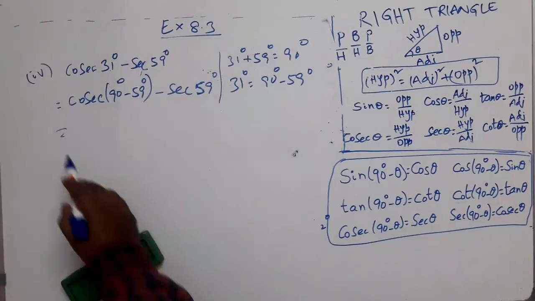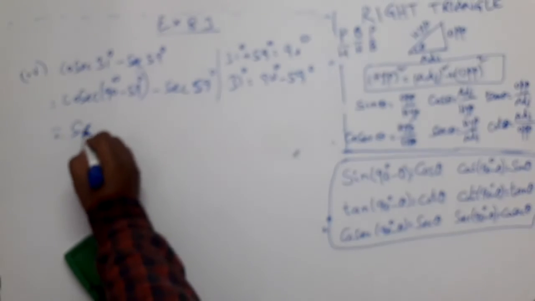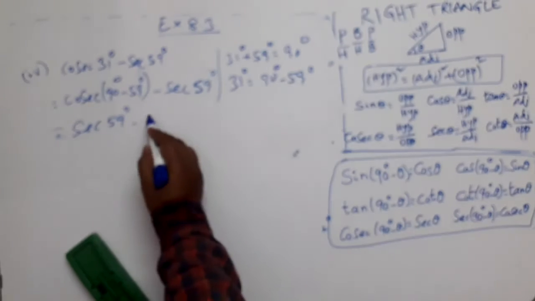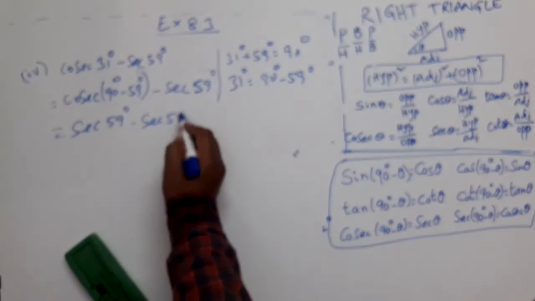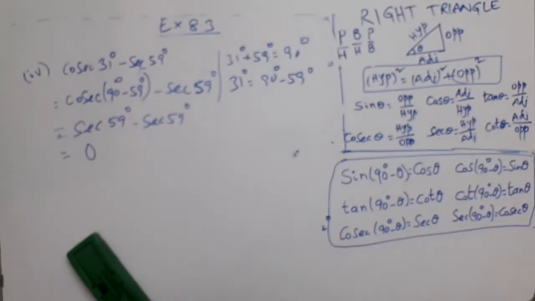Yes. Now tell me, as usual, this is of the form cosec 90 degrees minus something. Cosec 90 degrees minus something is secant of that something. Yes, so I can write this as secant of this something, that is 59 degrees. Of course, minus secant of 59 degrees is already there. Yes, these two are same, so difference is 0. So your answer is 0.